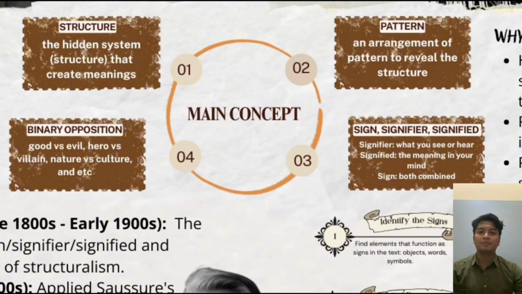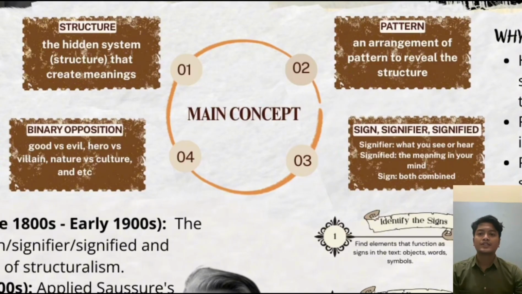The next is the main concepts of structuralism. The first concept is structure. This is the hidden system, the underlying rules, conventions, or grammar that organizes a text and creates meaning. The second is pattern. This is an arrangement or repetition of elements that helps us reveal the hidden structure.